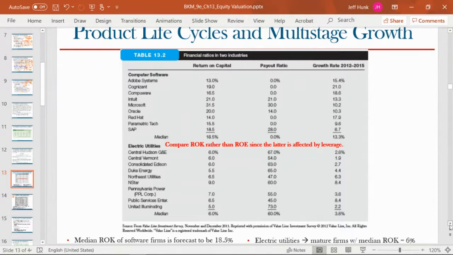Let's take a look at the comparison between positive plowback and zero plowback. So we are looking at two industries that are representative of fast growth and very low growth.